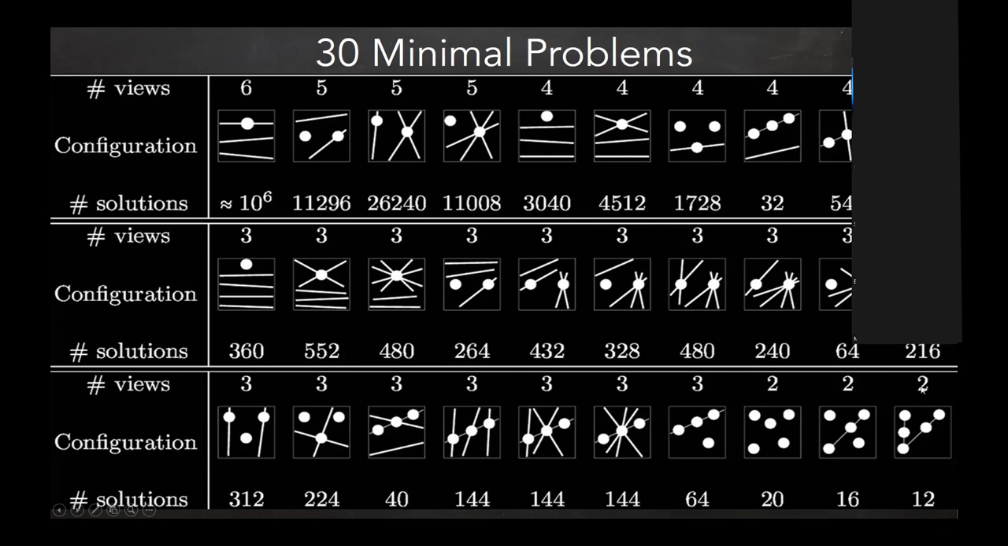And then we see that we go from 2 cameras up to 6 cameras. There is nothing for 7 cameras. If there are 7 cameras, there are too many measurements, so the problem is over-constrained. It's not minimal. So this is something which we were able to classify.